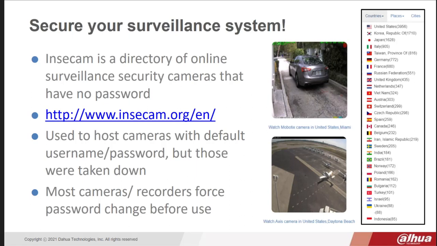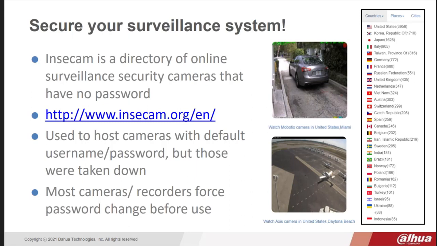So the first line of cybersecurity defense is to have an effective password. It might surprise you that there are hundreds and perhaps thousands of IP cameras out there that operate without one. I was kind of shocked myself, but there's a website called Insecam, and they bill themselves as a directory of online surveillance cameras that actually have no password whatsoever. You can go in there and search cameras by countries, like what you see on that right-hand column there. You can see in the US there's about 4,000 cameras available to watch. In Korea, the number 2, is about 1,700. Japan is next, that kind of thing.